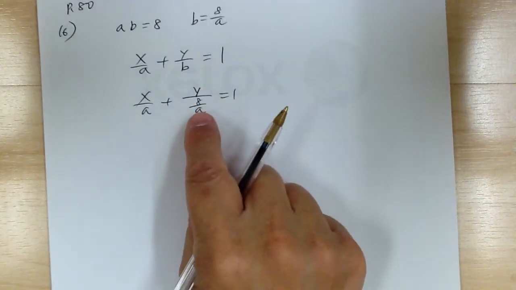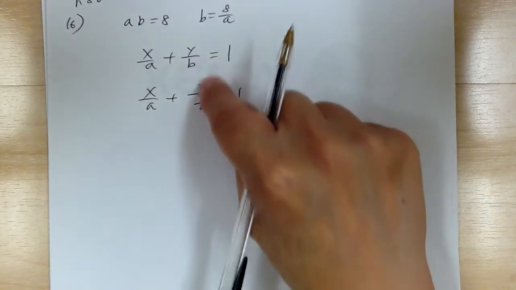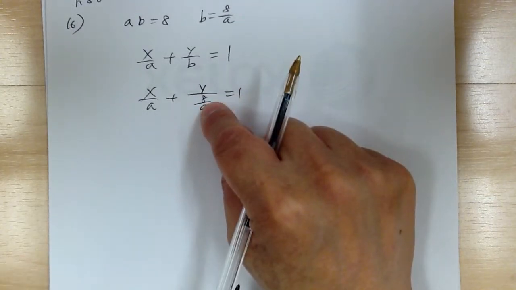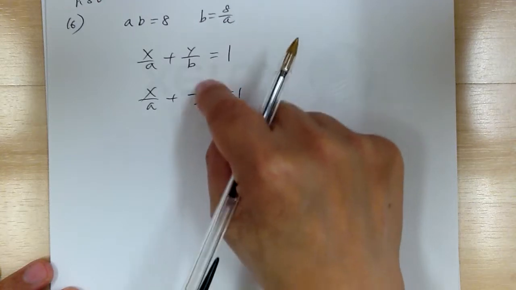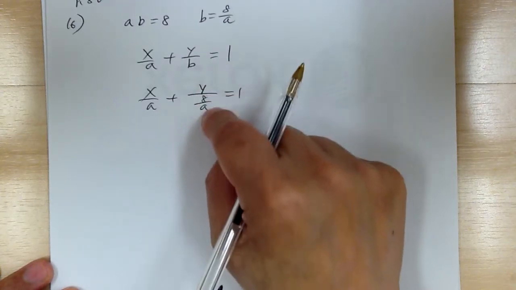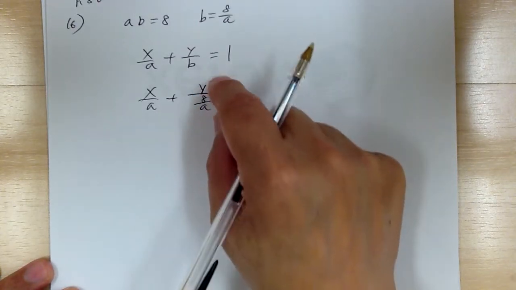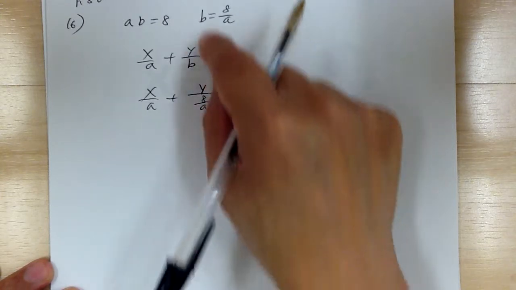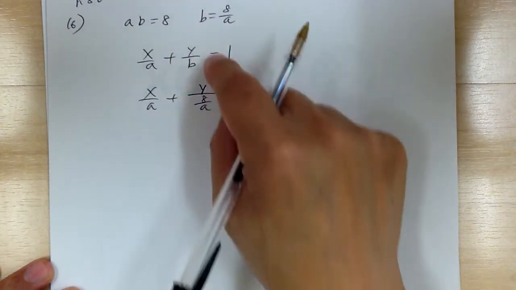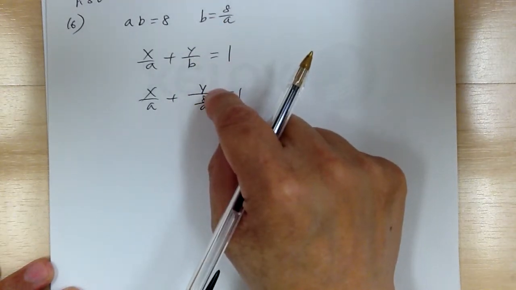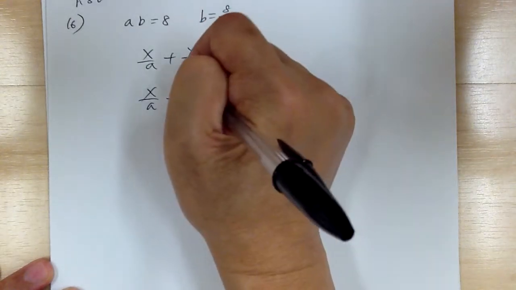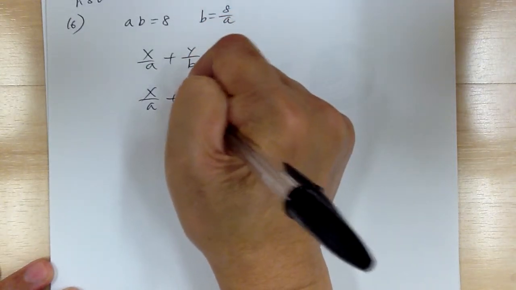Then you have to know how to simplify these. This is a complex fraction, so let's simplify the complex fraction first. There are a couple of ways you can do this. For this one, the easier way is just to do the vertical way and multiply by the common denominator. So multiply the top by a, multiply the bottom by a.